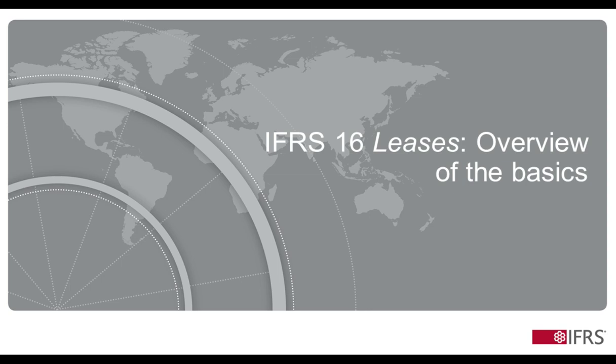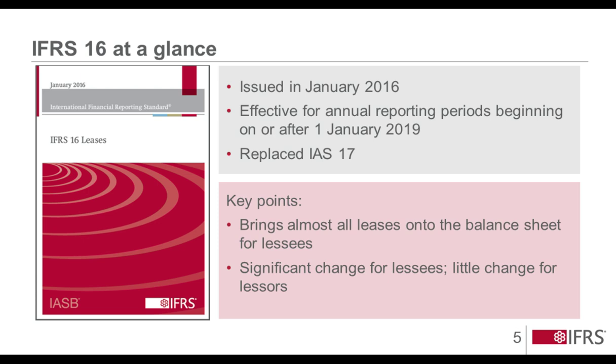So first, an overview of IFRS 16 and its requirements. The standard was issued back in January 2016 and it became effective for annual reporting periods beginning on or after the 1st of January 2019. That means companies with a 31st of December year end are now entering their third year of IFRS 16 reporting. IFRS 16 replaced the previous leases standard, IAS 17, and as we talk through the requirements, we'll highlight the key differences between the old and new leases standards.